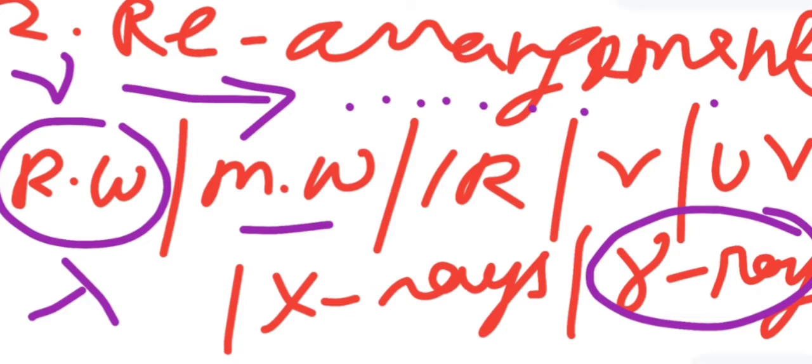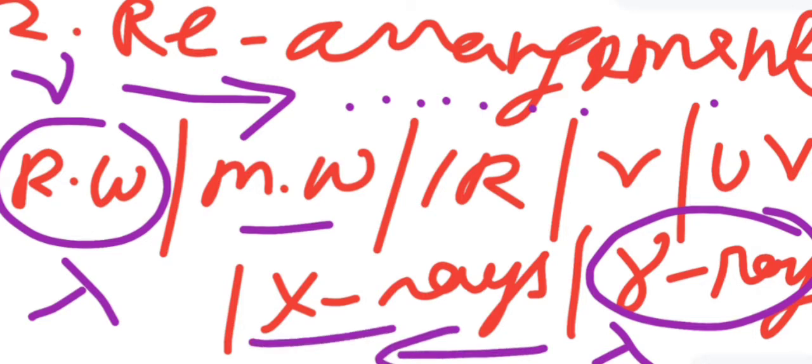However, if we arrange according to wavelength, gamma ray is the smallest. X-ray has a longer wavelength than gamma rays, and then ultraviolet, infrared, microwaves, and radio waves. Regarding wavelength, gamma rays have the smallest and radio waves have the largest. Regarding frequency, radio waves have the least, whereas gamma rays have the highest.